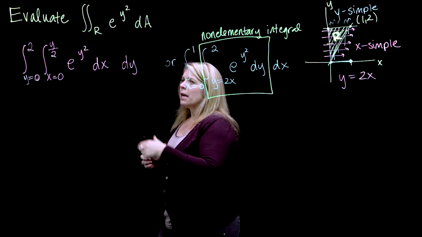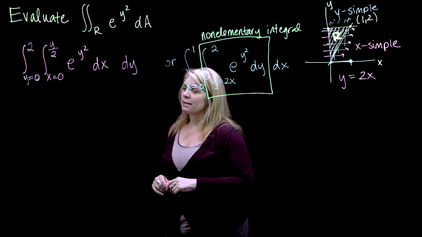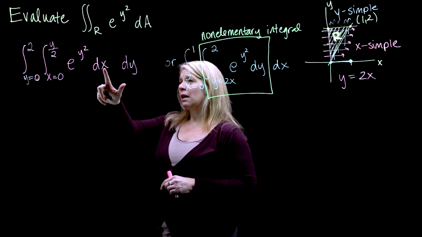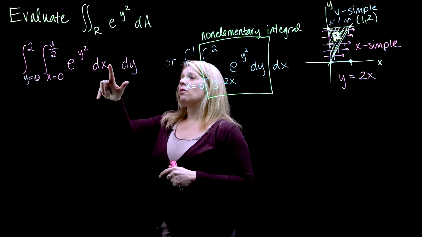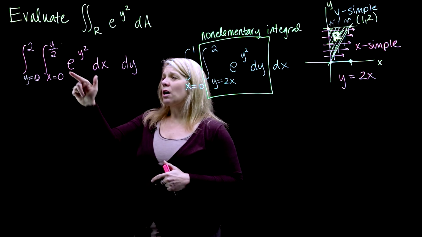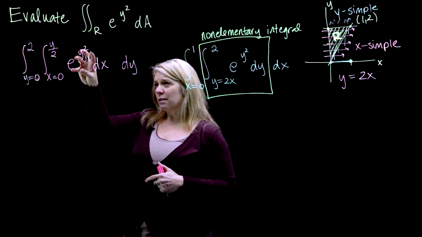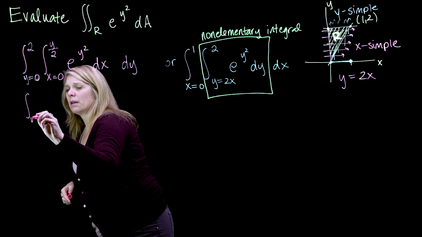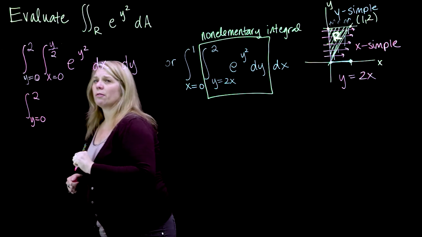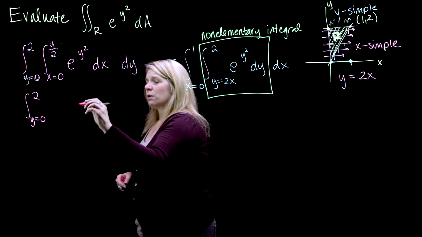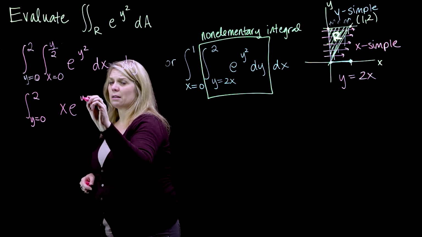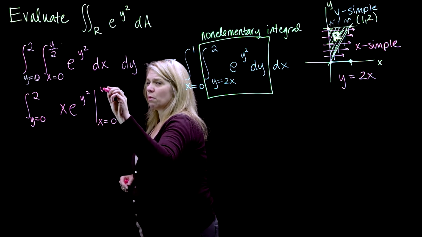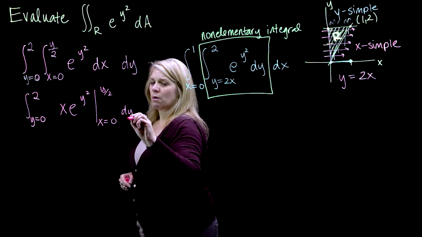All right, so here I want to integrate with respect to x. This integral is actually very simple because when I integrate with respect to x, I'm treating all the other variables as constants. So this is all treated as a constant. So I'm just integrating a constant with respect to x. I will just get the constant times x. So my outer integral here, I'll still have y going from 0 to 2. When I integrate this function with respect to x, I'll have x e to the y squared. And that's going to be evaluated from x equals 0 to y over 2 dy.